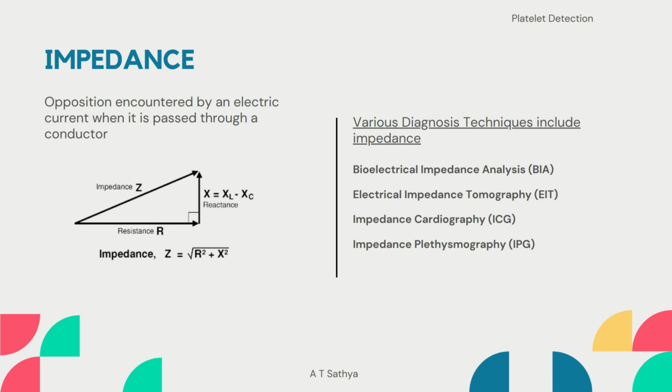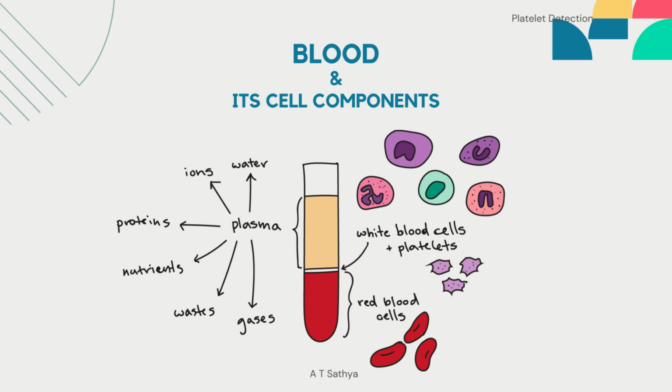So before we move on with platelet detection, as the blood is a complex mixture, understanding their components is crucial. So as you can see, the blood comprises of plasma, red blood cells, white blood cells, and platelets. Plasma is mainly water, carries proteins, ions, nutrients, and waste. RBCs transport oxygen, and WBCs are crucial for immune response.